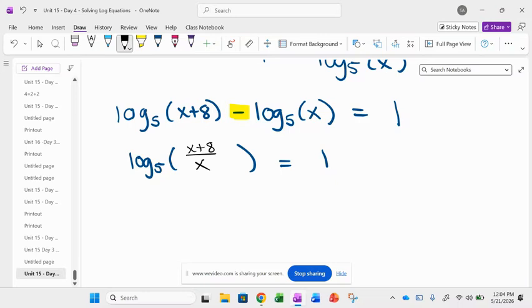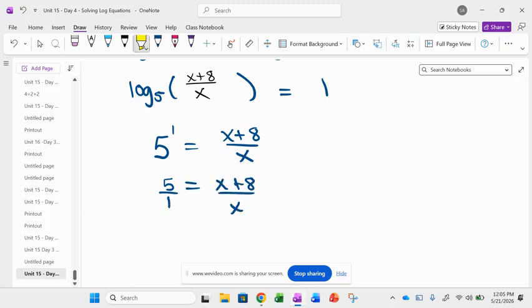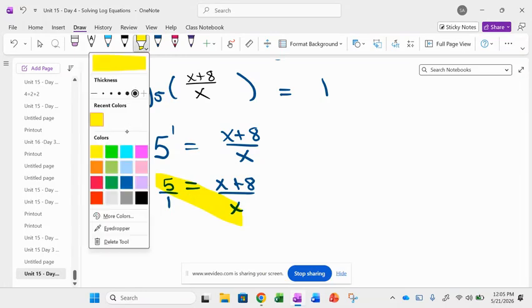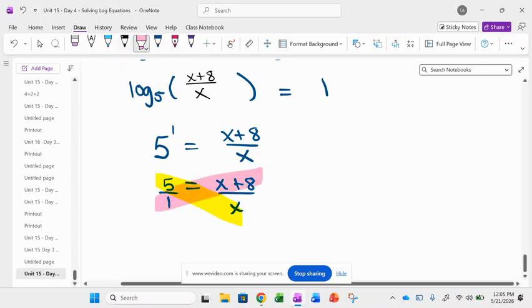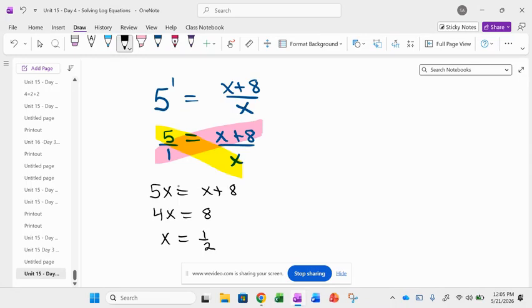Now what do I do? Turn it into an exponential. So we're going to have 5 to what power? The first power equals x plus 8 over x. So now I have 5 over 1 equals x plus 8 over x. I'm going to cross multiply. So I get 5x equals x plus 8. Go ahead and solve. We're going to have 4x equals 8. So x will equal, no, 2. Yes, not a half. x is going to equal 2.